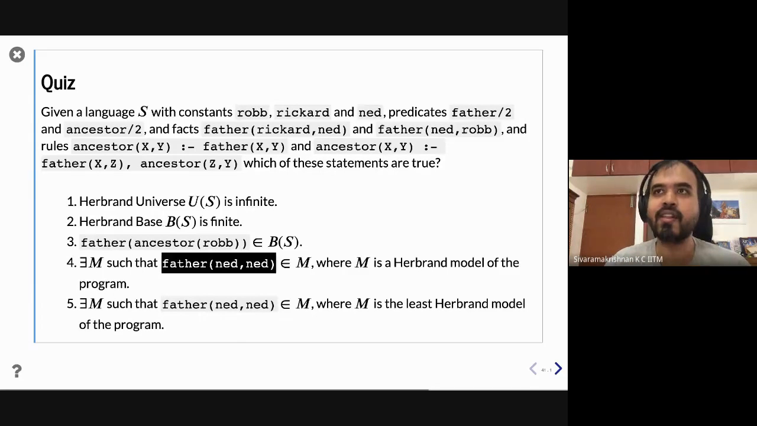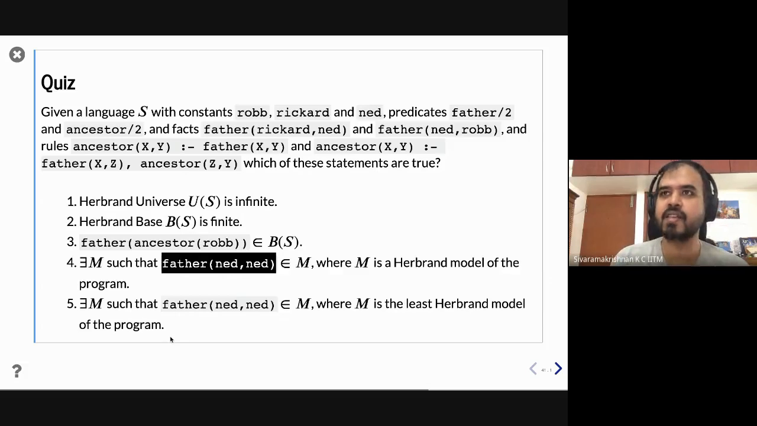It's true, right? A Herbrand model can have nonsensical things. It describes what should be present. It doesn't describe what shouldn't be present. And as we saw earlier, the Herbrand base is also a Herbrand model. This is a well-formed statement, right? Whether this is true or false is beside the question. This father predicate has arity 2, and these are valid constants from the language. This is part of the Herbrand base, and hence this is part of the Herbrand model.